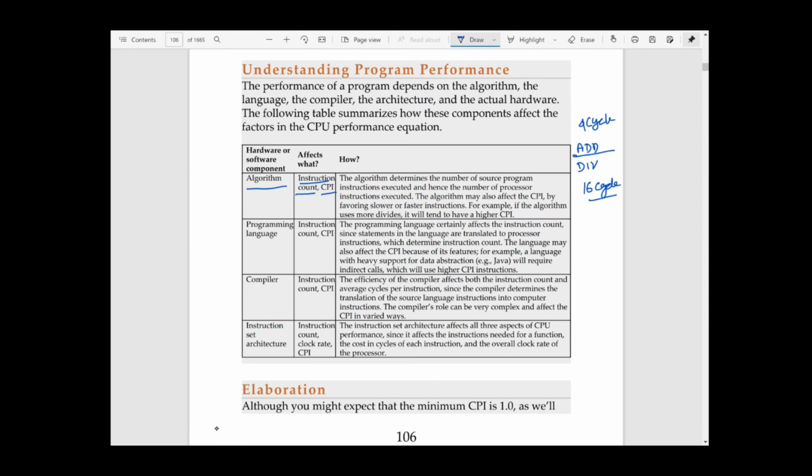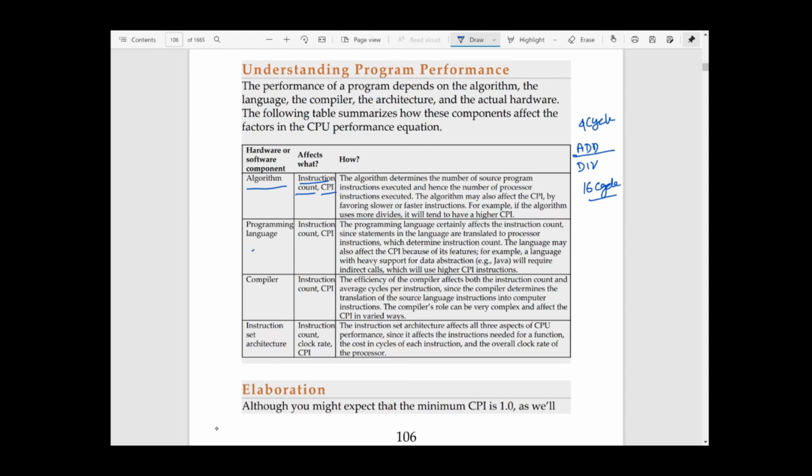It means that all the instructions are not taking the same amount of time, right? So if when you are writing the algorithm you are using more division instructions, then your CPI may also increase. And if you are trying to use fewer division and multiplication instructions, and you are using more addition and subtraction instructions, then your CPI may decrease. That's why when you are writing your algorithm, from that point only, instruction count and CPI may vary.